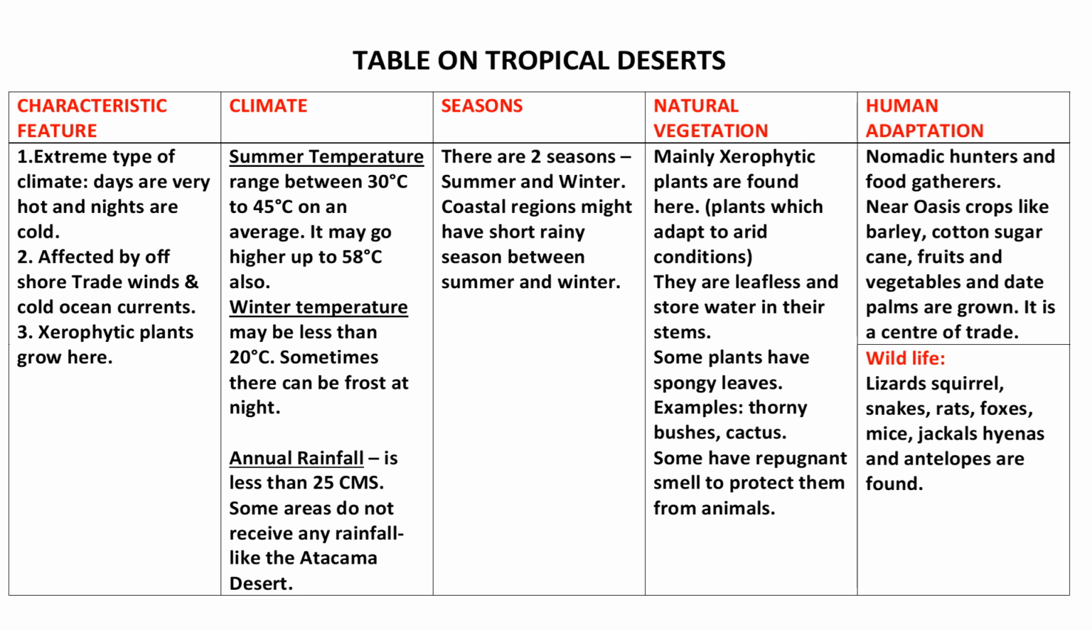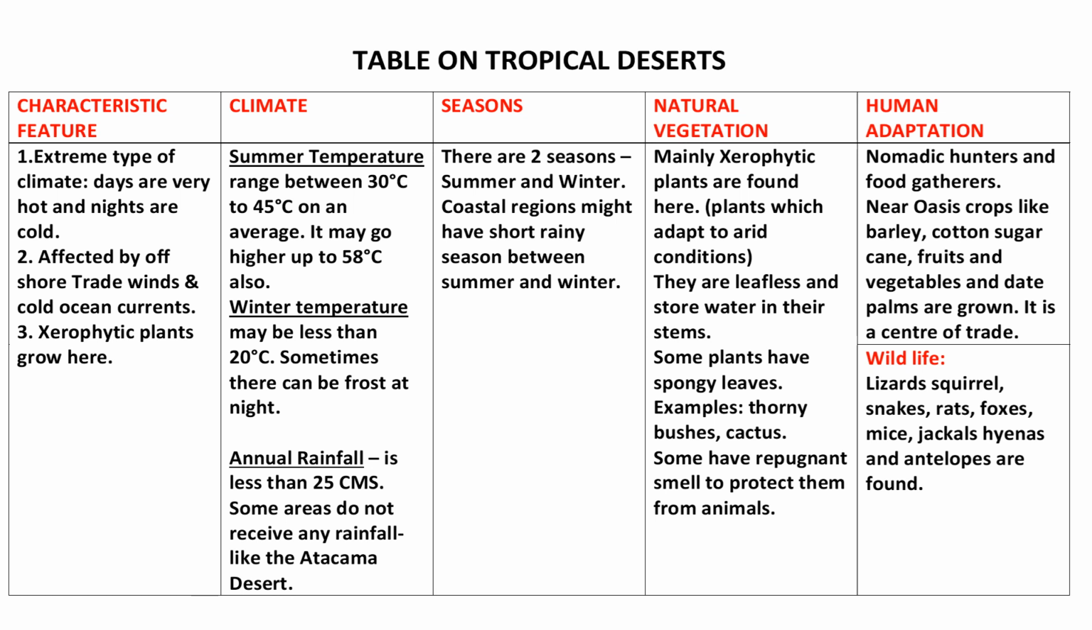Seasons: mainly there are the summer and the winter season. Coastal regions might have a short rainy season between summer and winter. Natural vegetation: it has mainly xerophytic plants. These plants are those which adapt to arid conditions. That means they can grow in very little water or rainfall. They are leafless and store water in their stems. Some of the plants have spongy leaves to store water, and some have a repugnant smell to protect themselves from animals. Examples are thorny bushes, cacti, etc.